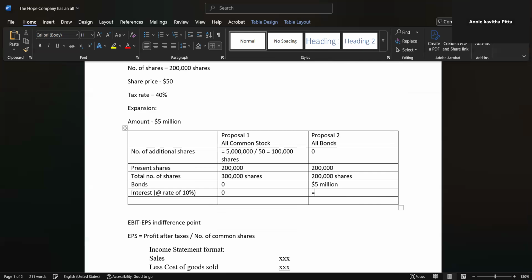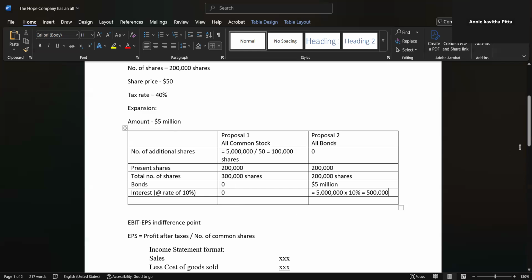So let's calculate how much the interest amount would be. 5 million into 10% comes out to be 500,000. Under proposal one, there's no interest in this particular situation.